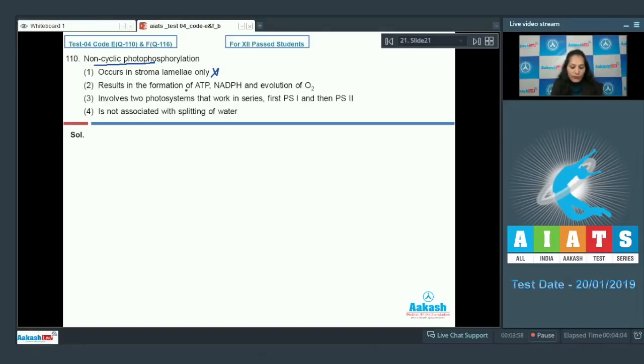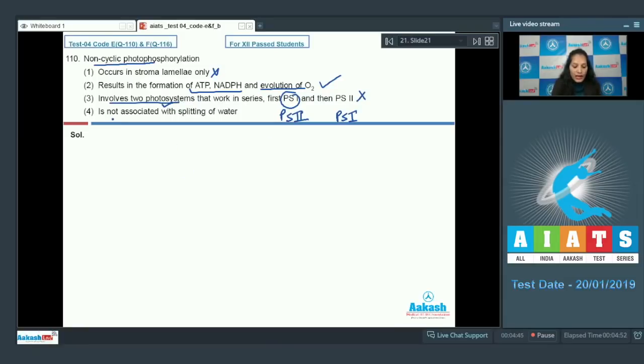Second, it results in the formation of ATP, NADPH and evolution of O2. Yes, the splitting of water is also related with PS2, and PS2 is involved in non-cyclic photophosphorylation. So evolution of oxygen and synthesis of ATP and NADPH is associated with non-cyclic photophosphorylation, hence it is correct. Third, it involves 2 photosystems. Yes, it is true that it involves 2 photosystems that work in series. First PS1, no, it is first PS2 and then PS1. Hence this option is ruled out.